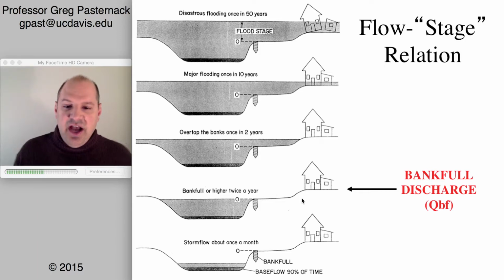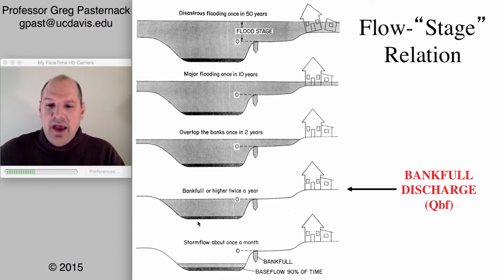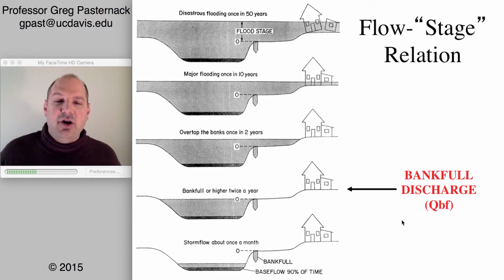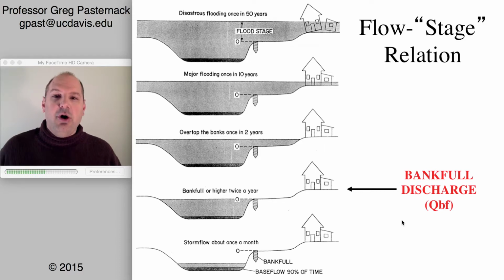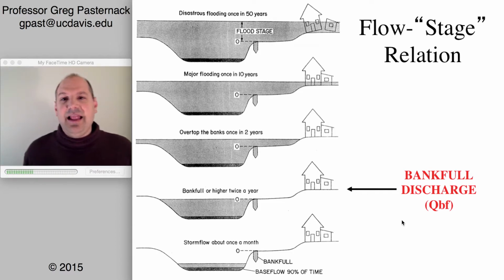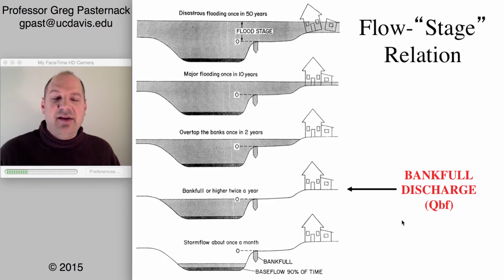It's the flow that just fills the geometric shape of the channel and occurs about once or twice per year in a temperate climate with a moderate grain size of silts and sands, things like that. The more extreme the grain size, the more dry the climate, then bankfull discharge tends to occur far less frequently, and even when it does, it tends to be less important in the processes governing the river.